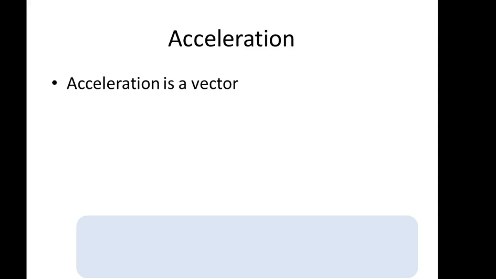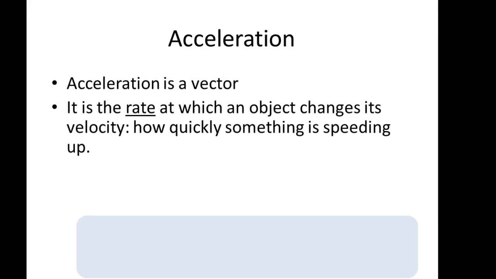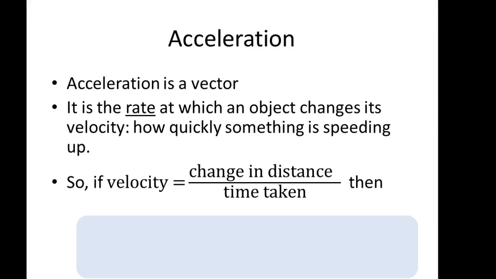And as I said, it's a vector, and we indicate its direction by saying the acceleration is increasing, in which case it's a positive number, or decreasing, in which case we'll have a negative number. So if we think of acceleration as the rate at which an object changes its velocity, that's a fairly good starting point as a definition.